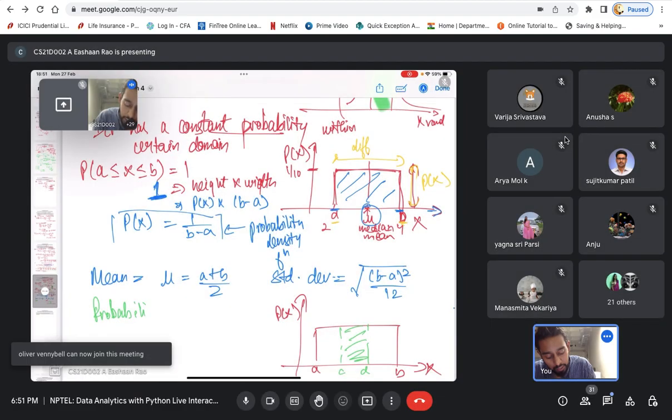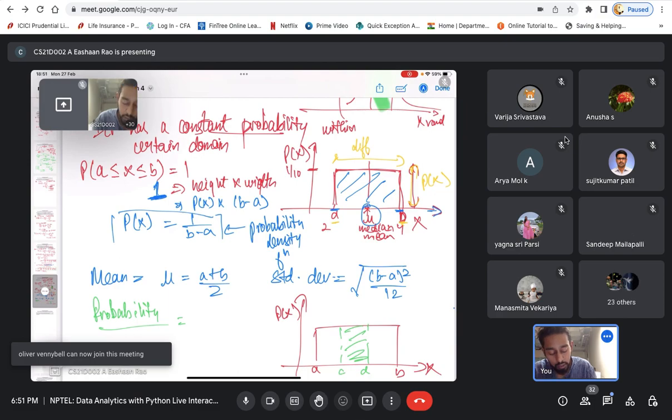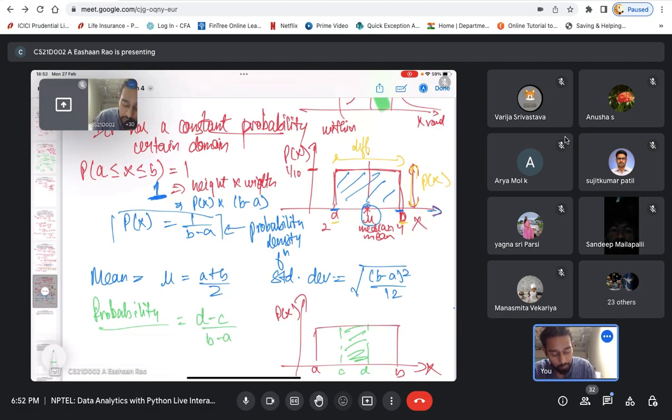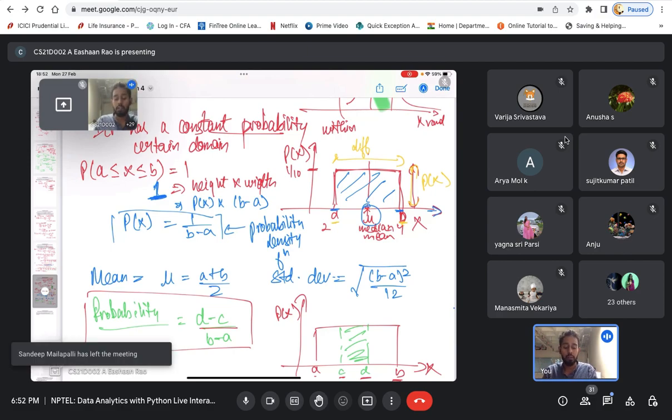The probability would be directly, I'm giving the formula without any derivation here, d minus c by b minus a. If you apply this value, we'll solve this type of question where I have a uniform distribution between a and b, and I have to find for certain intervals c and d. How can we find that? If you apply this directly, d minus c divided by b minus a, you will get the probability of a certain interval.